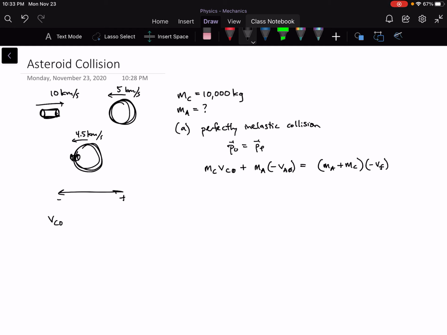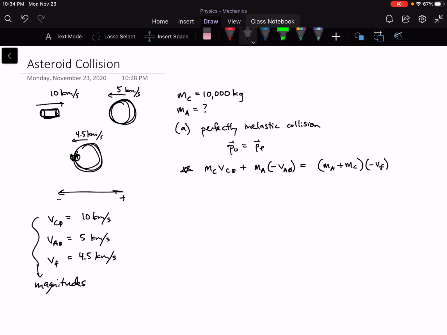And let's define these things. So the initial velocity of the cylinder, 10 kilometers per second, magnitude-wise, v C0. v A0, the initial velocity of the asteroid, its magnitude is 5 kilometers per second. And the magnitude of the final velocity is 4.5 kilometers per second. Note these are all magnitudes. I've already put in the directions in our conservation of momentum here.